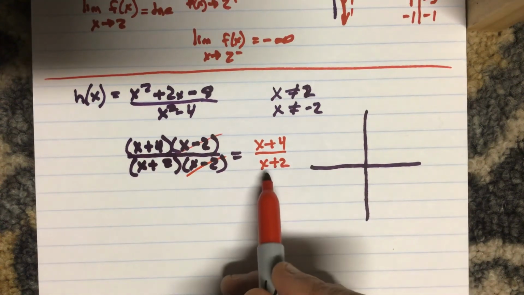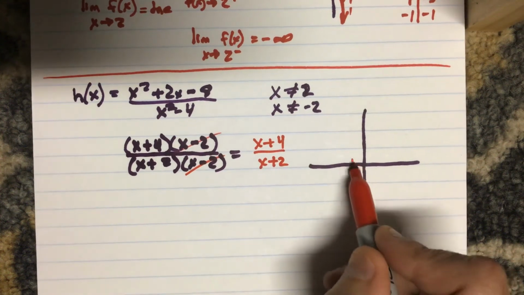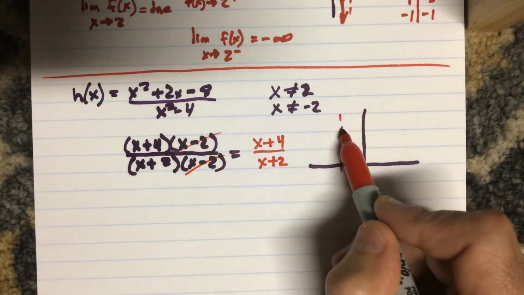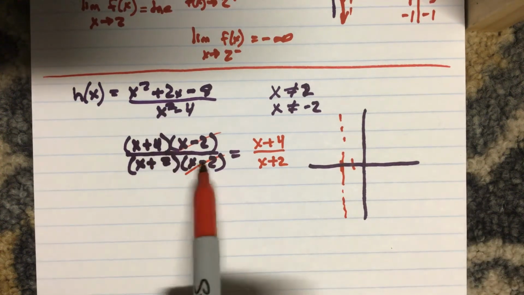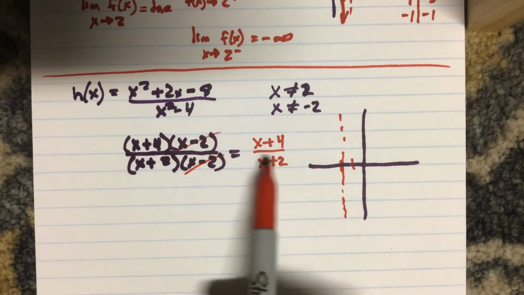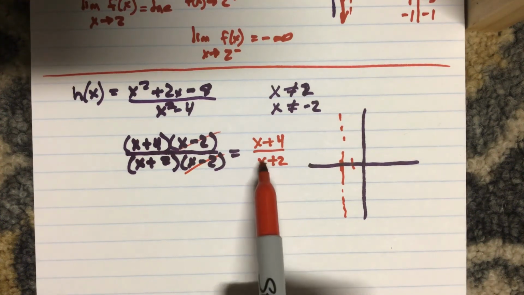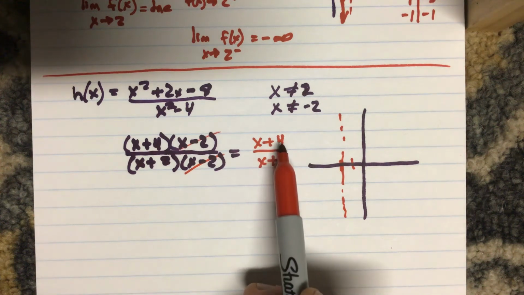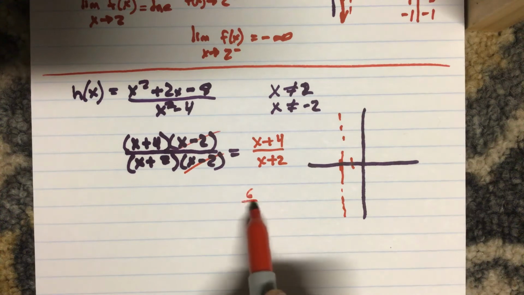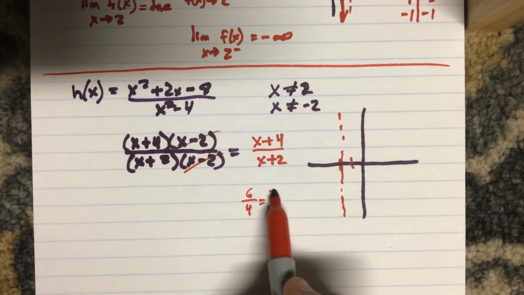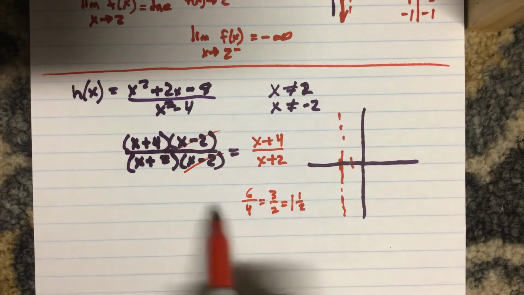And so we still cannot plug in negative 2 here, which means that negative 2 is an asymptote, because I couldn't plug it in the original function, and I still can't plug it in. So negative 2 cannot be plugged into this function. I can now, however, plug in positive 2 into this function, which would get me 2 plus 4 is 6, and 2 plus 2 is 4, so I have 6 over 4, which is the same as 3 over 2, which is 1.5, and that's a hole.